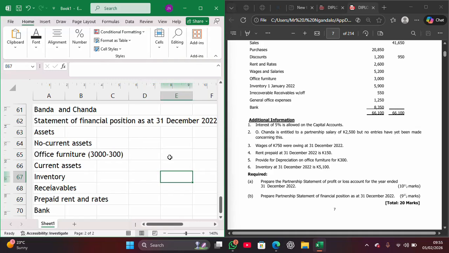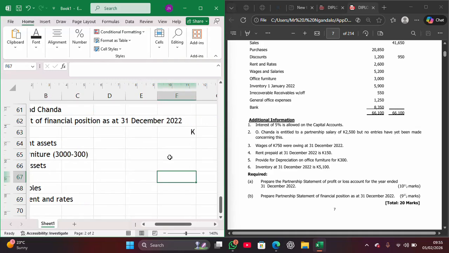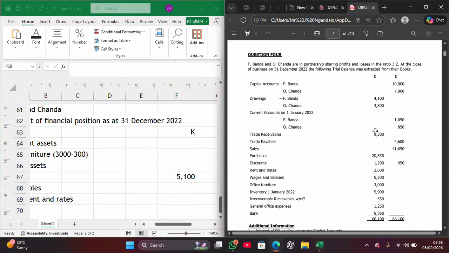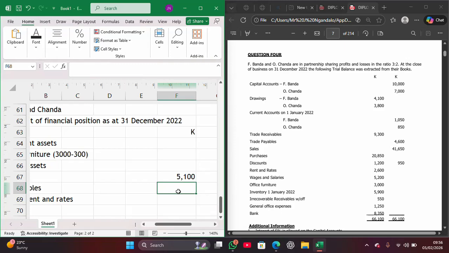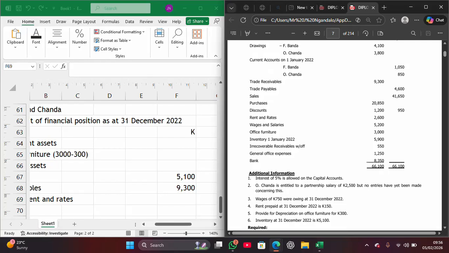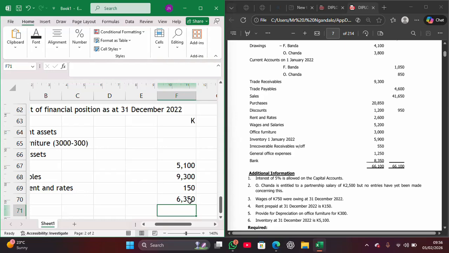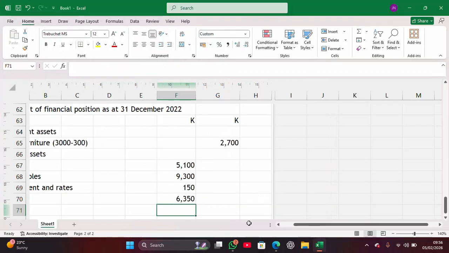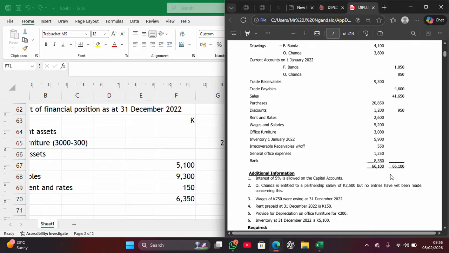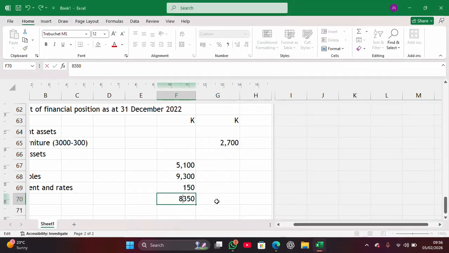So stock closing, was it a 5-1? The 5-1, yes. Put it in that first column. Receivables, you go to your trial balance. It was 9,300. Yes. Repayment, you come down to the notes. 150, right? Yes. Then bank, 6. Is that correct? No, bank is 8. It's not the last one. It is 8350. Oh, yes. Thank you for that.